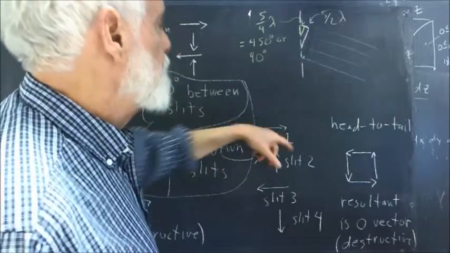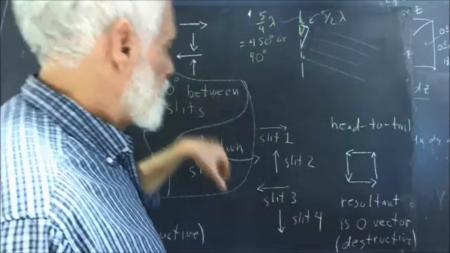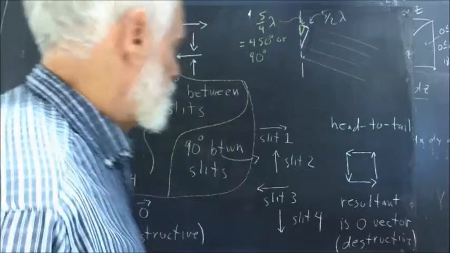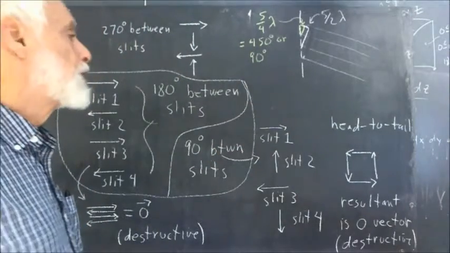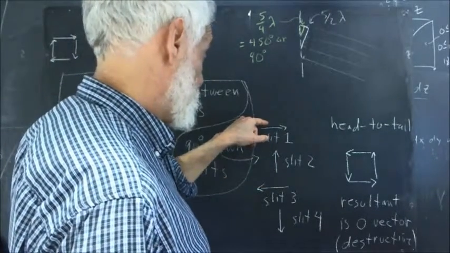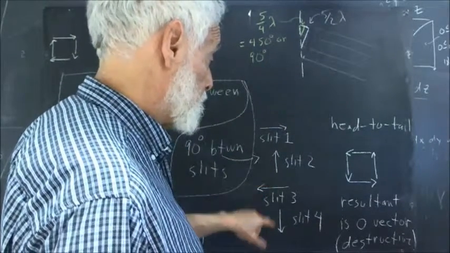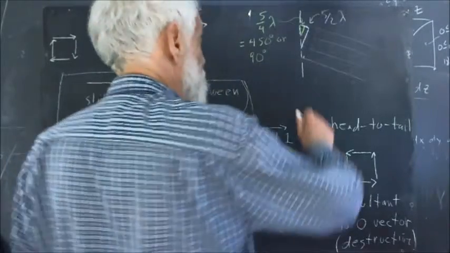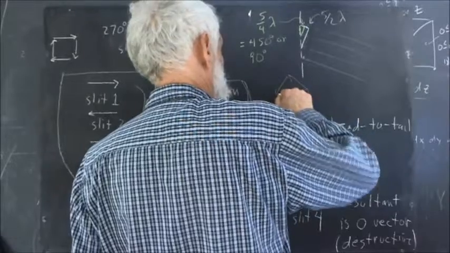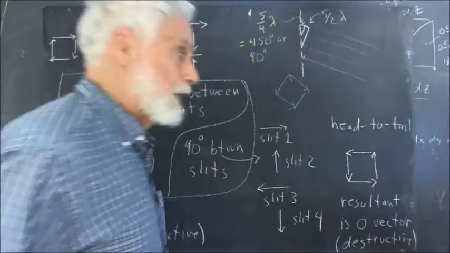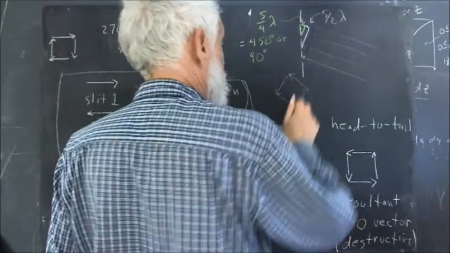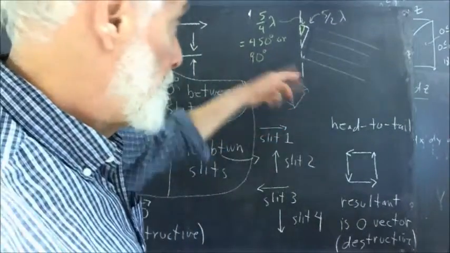So as the phase changes in time, this vector will again go around a complete circle for every cycle. But this is always going to be 90 degrees from this one. This is always going to be 90 degrees from this one. This 90 degrees from this one. So the picture might look like this at some later time. But you're always going to have these vectors adding up to 0. They're always going to end up back where they started.